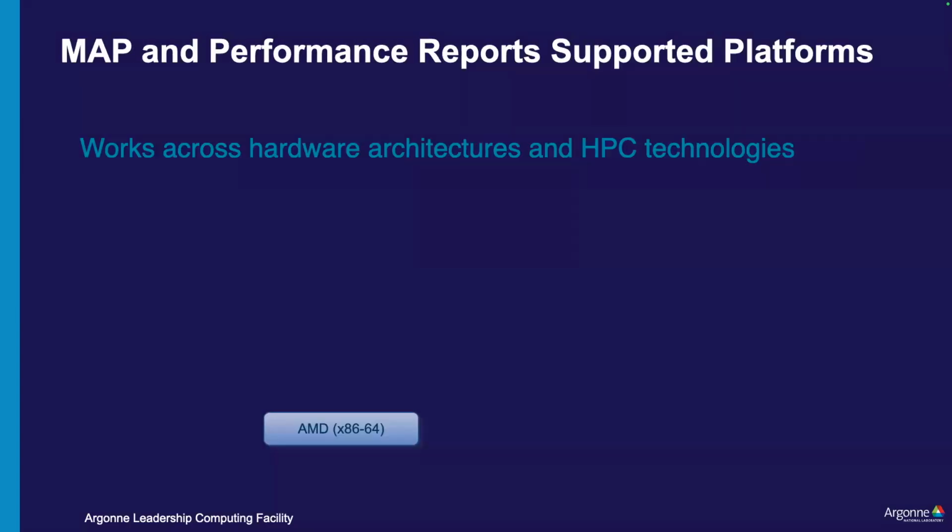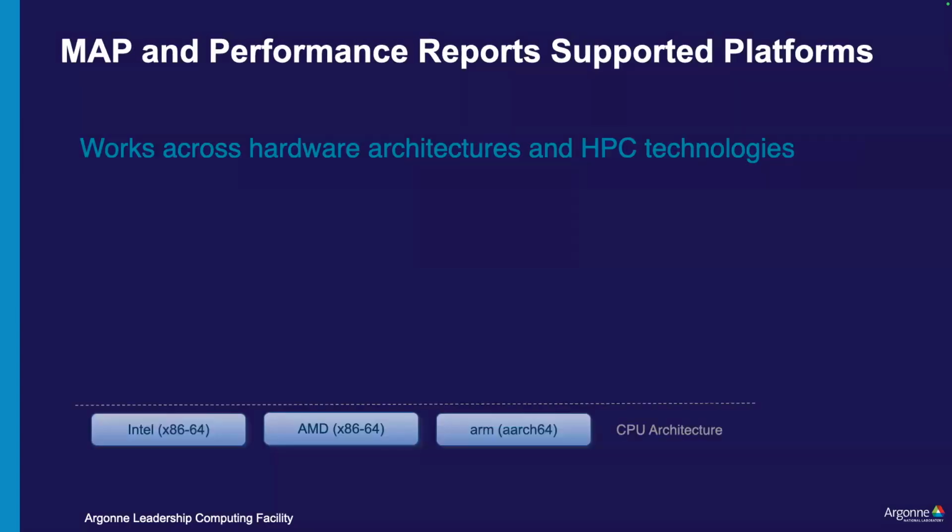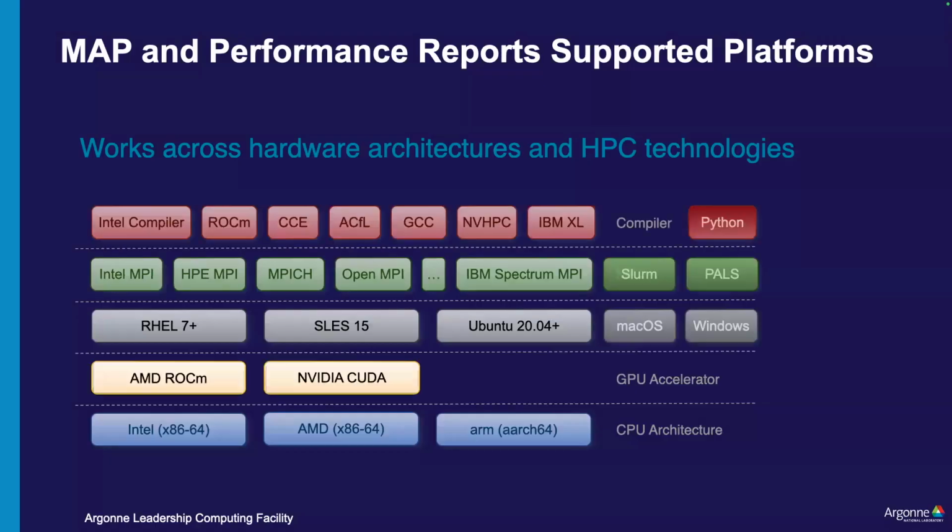So that was debugging. If we talk about profiling, everything is the same. The only thing missing here is the Intel Z GPU. So we don't support profiling on Aurora, but we do support it on Polaris. But in terms of languages, startups, compilers and MPIs, it's exactly the same, as well as CPU architectures.